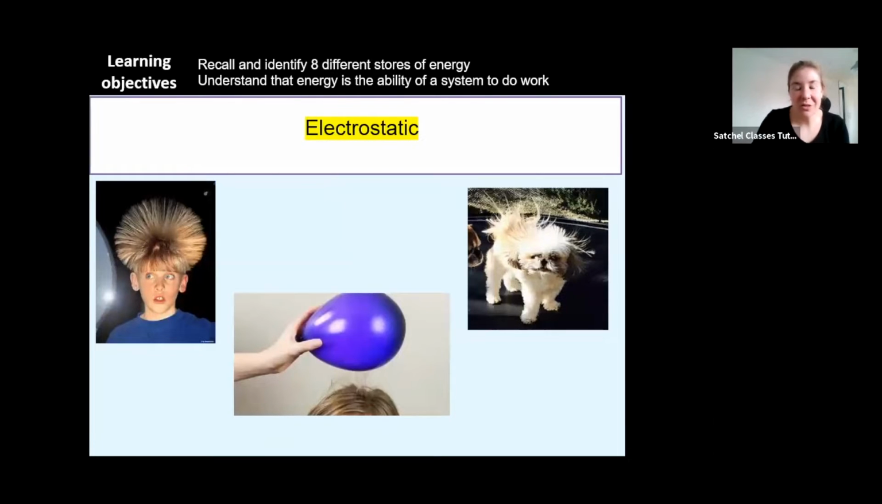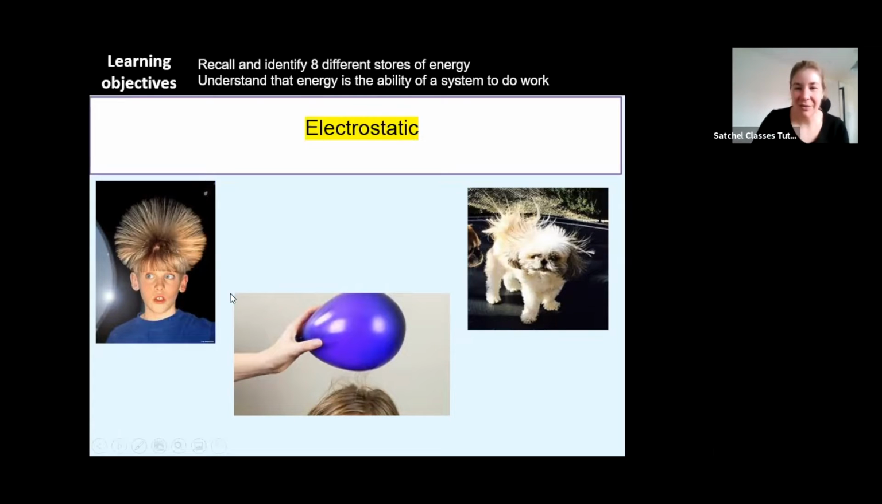Electrostatic. So we're almost there. Electrostatic is quite specific. It's essentially anything where you might get a bit of electric shock, not from current in terms of electricity, but maybe if you're jumping on the trampoline, or you wouldn't want to pick this dog up because you might get a bit of electric shock. There's lots of electrostatic energy.